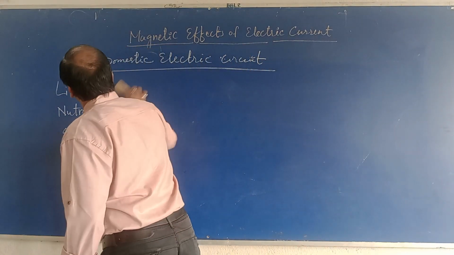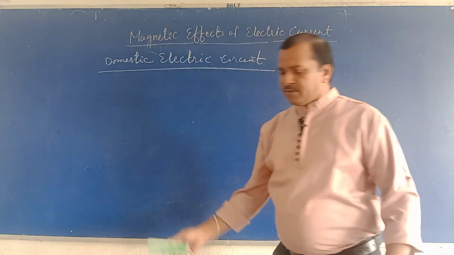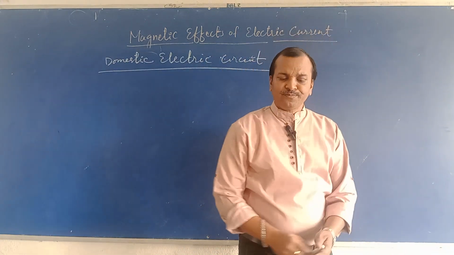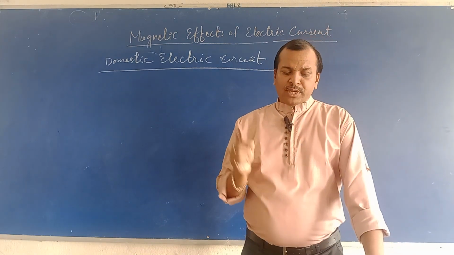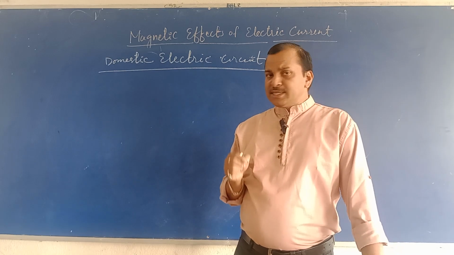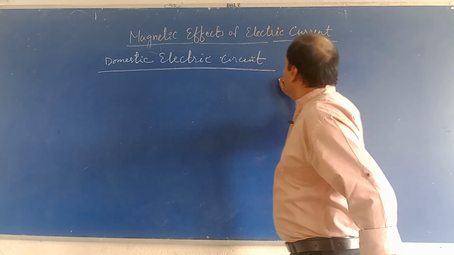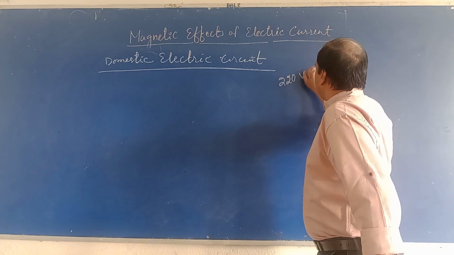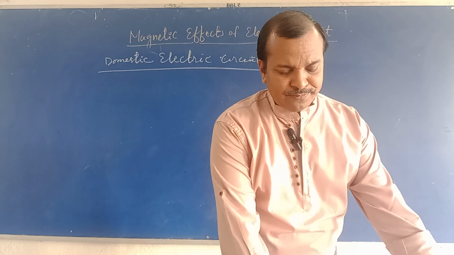Now we will see the wiring, how wiring is done for our domestic purpose. Here the potential difference between the live wire and the neutral wire is 220 volt in India. That is permissible. 220 volt in India. Clear?